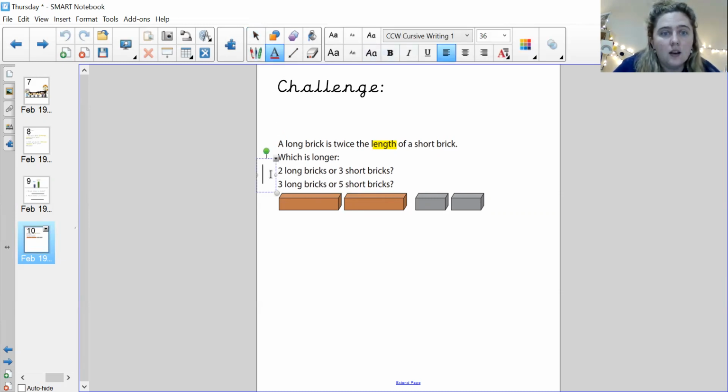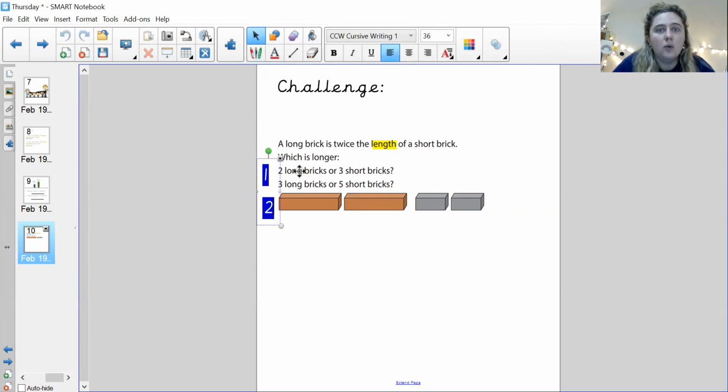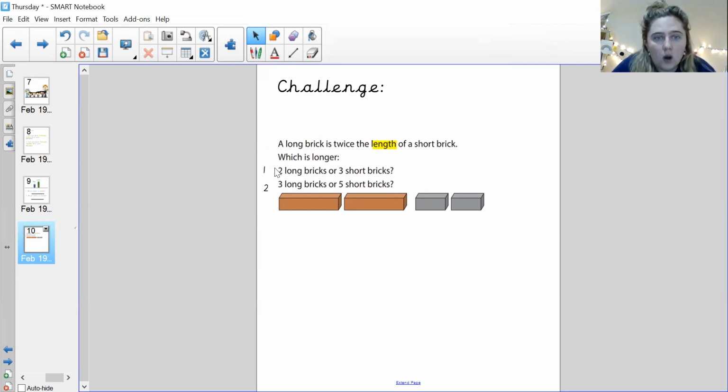So let me just write the number one there, the number two there. Oh, make them a bit smaller. Okay. So this is number one and this is number two. So which one is longer? Two long bricks or three short bricks? And then number two, which one is longer? Three long bricks or five short bricks? Okay, remember that a long brick is twice the length of a short brick. Okay, that's quite tricky today. So maybe talk to your mum and dad and see what they think, and you can talk about it together to figure out the answers to question one and two. Okay.